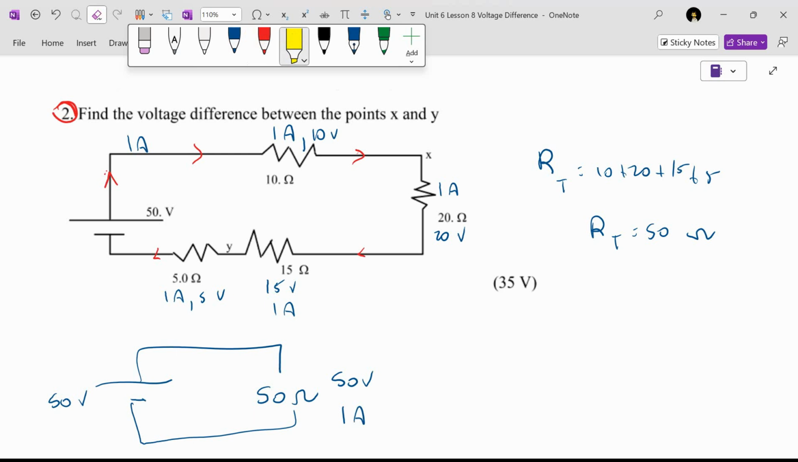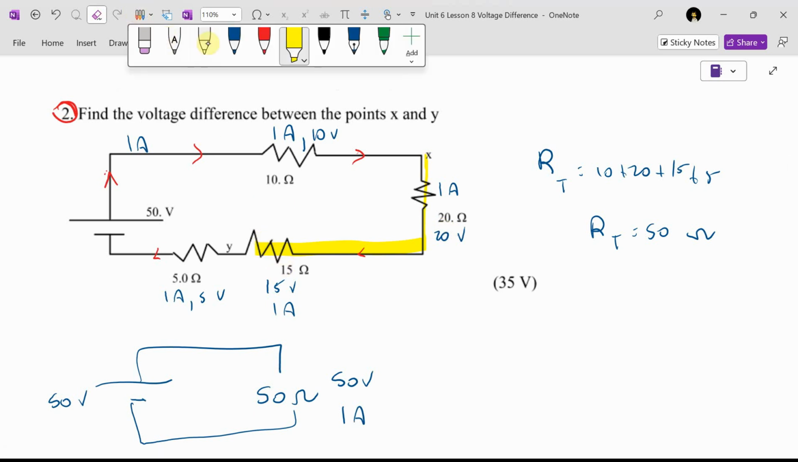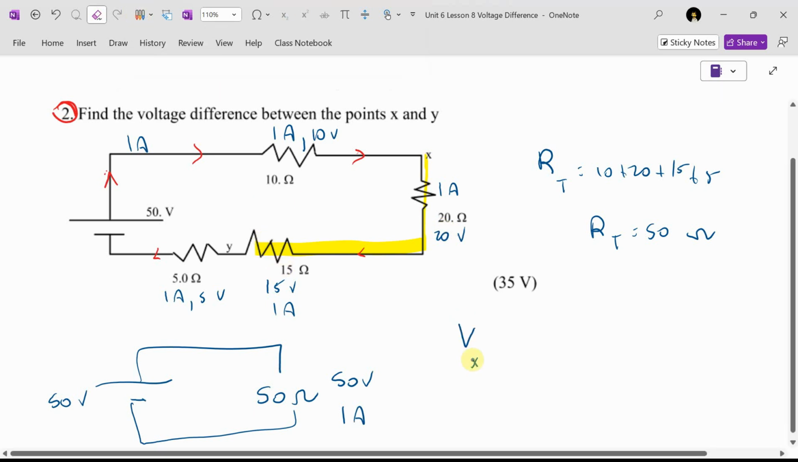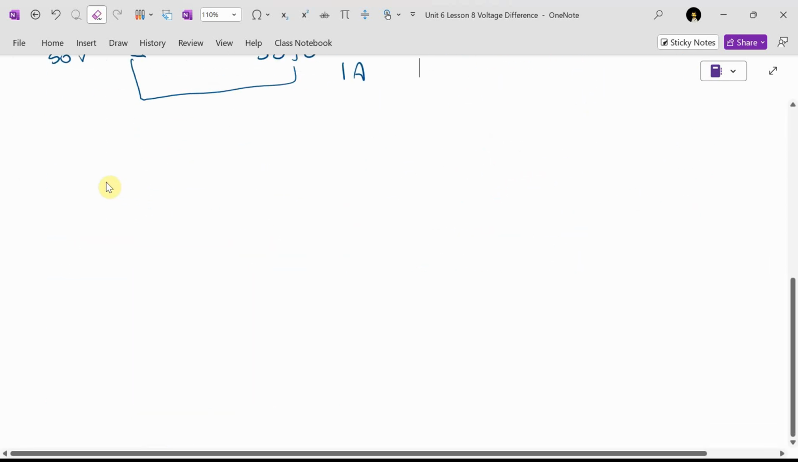Now, it wants the voltage difference between X and Y. That's this voltage difference right here, 20 plus 15. The voltage between X and Y is 35 volts. That's how I would do number 2.